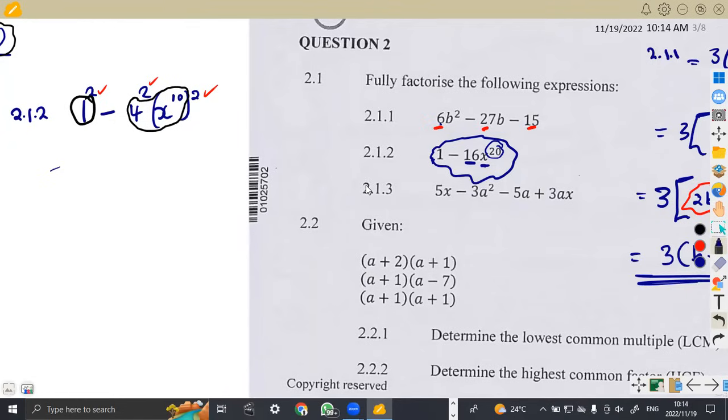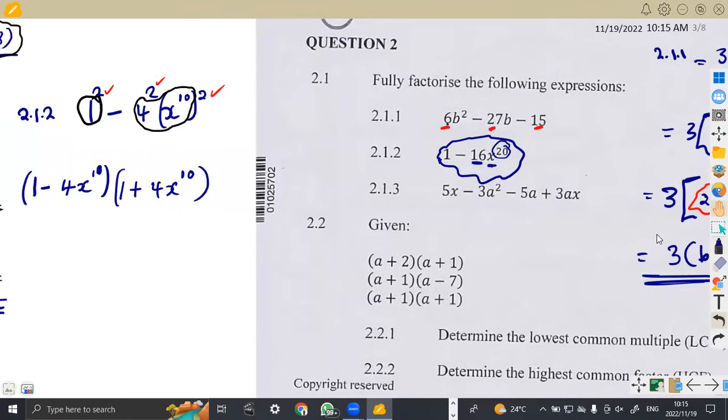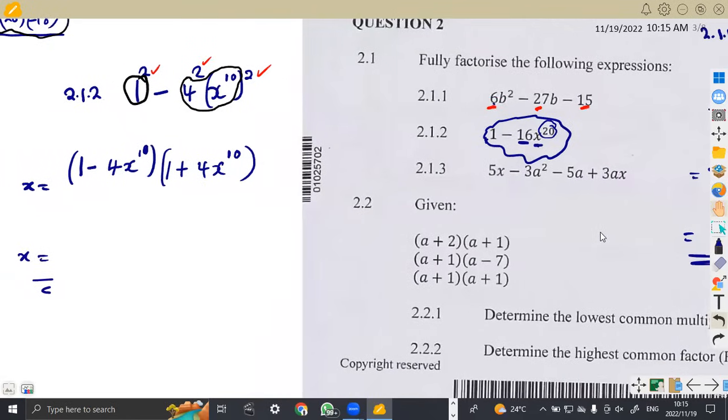So that is it, guys. Let's see, but that is what we're supposed to have here. So it's going to be 1 minus 4x to the power of 10, okay? Then another bracket, 1 plus 4x to the power of 10, okay? As it is not enough, because we still have another difference of 2 squares here.